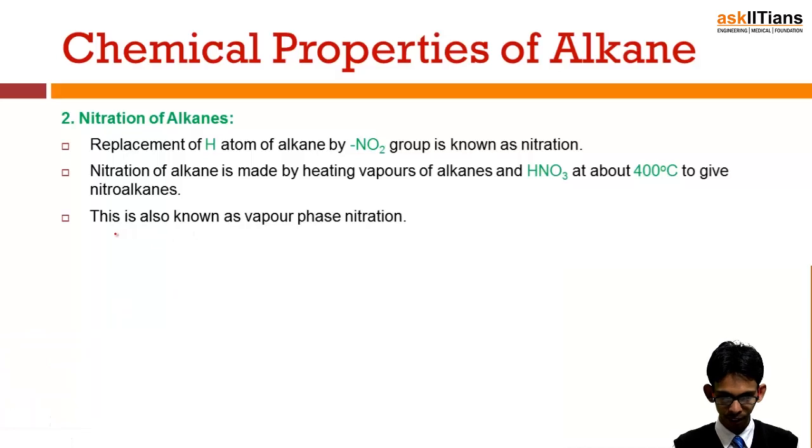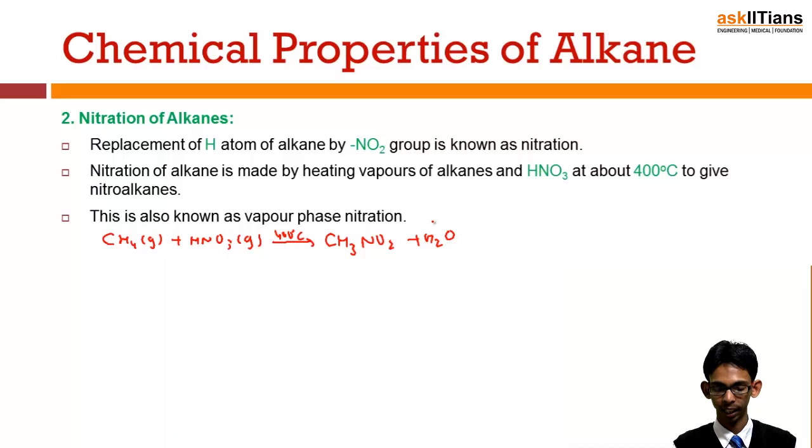Let's say CH4, methane, which is a gas, again in the vapor form, is reacted with HNO3, which is again in gaseous or vapor form, at 400 degrees Celsius as mentioned above, and this results in the formation of CH3NO2 and a water molecule. So this is the vapor phase nitration.